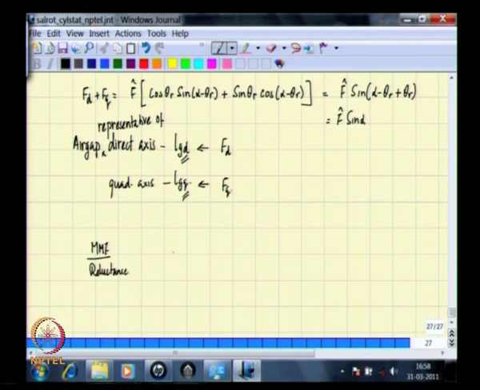And how do we find out the reluctance of the air gap Lgd? Let us call it Rgd, which is nothing but Lgd divided by mu naught into area. Now, how do we get the area?